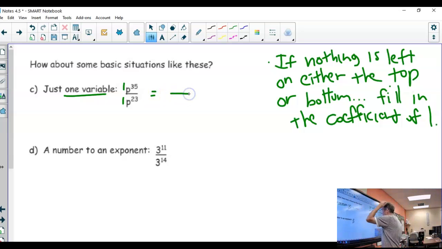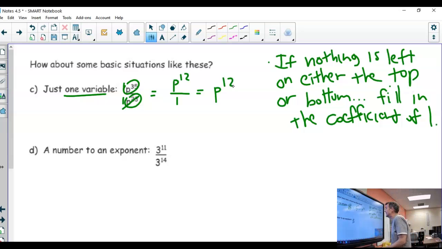And I would just be simplifying this thing, right? I've got 35 p's on top and 23 of them on the bottom. So when I start canceling them out, I'm going to run out on the bottom because there's less of them. And how many am I still going to have on top after canceling out 23 of them? Well, that'd be how many more there are. There'd be 12 on top left over, p to the 12. And since I have crossed out everything on the bottom, it's still over 1. Although 1 on the bottom really doesn't matter. You could just leave it as p to the 12th.